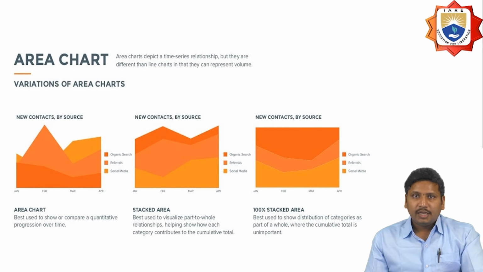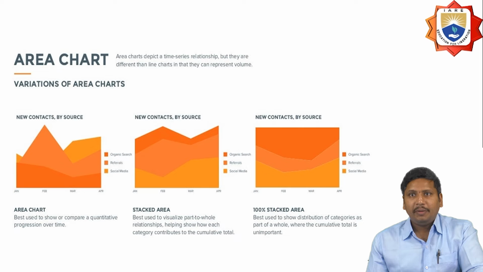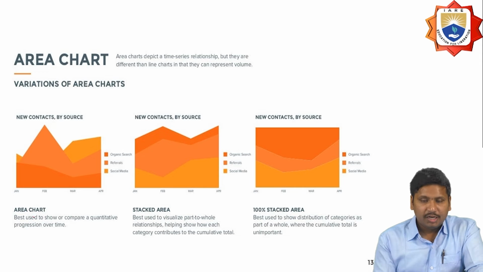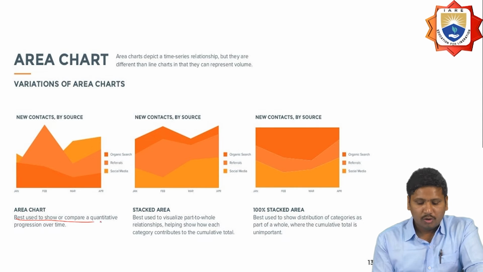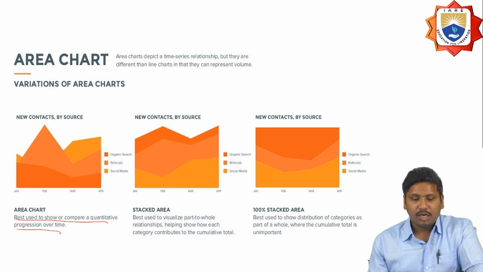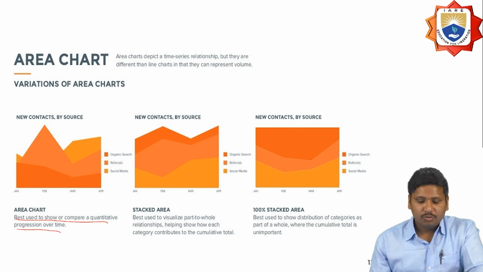And the next one is the area chart. So what is the area chart? These are some of the different variations of area chart. An area chart is able to depict a time series relationship, but it is different from a line chart in that it can represent volume. If I want to show the volume size, then you have to go for area charts. Area charts are best to compare a quantitative progression over time. So that should be an area chart.